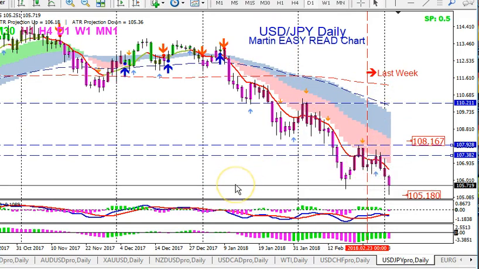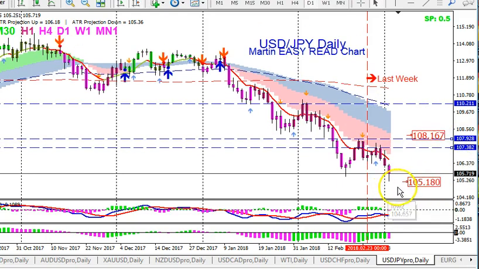The US against the Japanese yen has been really weak. The US is weak, meaning that the Japanese yen was really strong last week. So again, look at the price action to the right side of this red vertical line. Okay, so last week was a downer day, and it looks like price is going to continue going down. So again, you could look at sells below 105.18 right there, and buys above 108.16 to the upside if you think price is going to go higher.